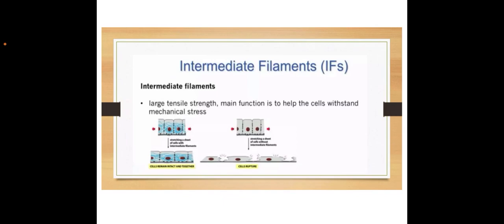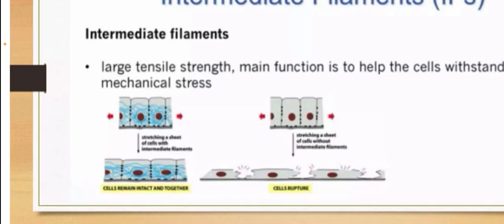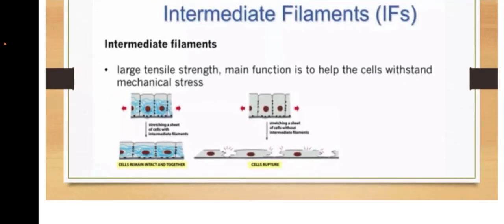And intermediate filaments have large tensile strength. Their main function is to help the cells withstand mechanical stress. As you can see in the diagram, if we apply mechanical stress, the cell which has the intermediate filaments remains intact, a little bit in the bent shape, whereas the cell which does not have the intermediate filaments is shown in the fully bent form right here, as you can see in this diagram. Stretching will lead to the deformation of the cell.